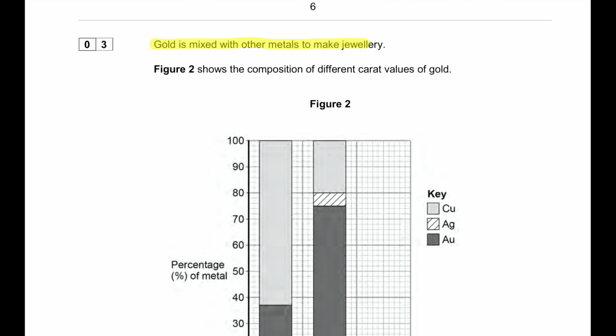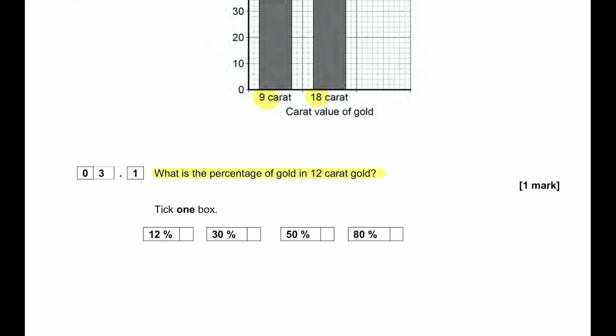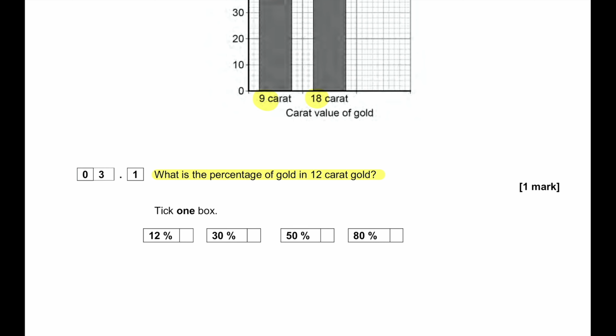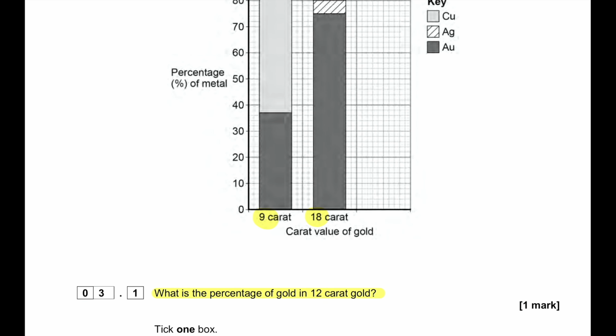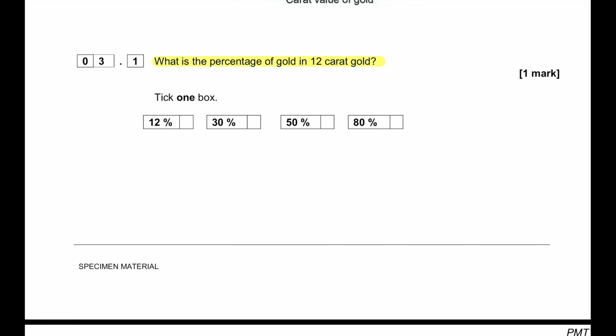Gold is mixed with other metals to make jewelry. Figure 2 shows the composition of different carat values of gold. We can see different carat values. For example, 18 carat contains way more gold than 9 carat gold. What is the percentage of gold in 12 carat gold? We can estimate it, because 9 carat is close to 40%, which is 37%, and 18 carat is 74%. So it will be in between that. So it's not going to be this 3, and it'll be 50%.